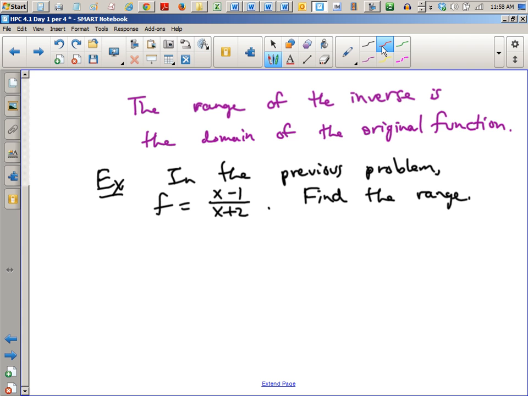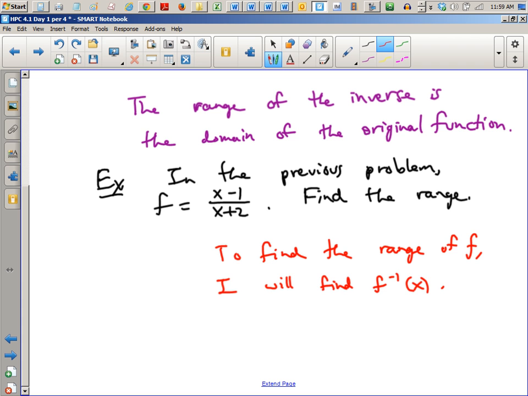So here's my strategy. To find the range of f, I will find the domain. First I'll find f inverse of x, and I will find its domain, because the domain of f inverse is the range of f. And we're very good at finding domains. I mean, you should be pretty good at domain now. So we can turn a range question into a domain question.